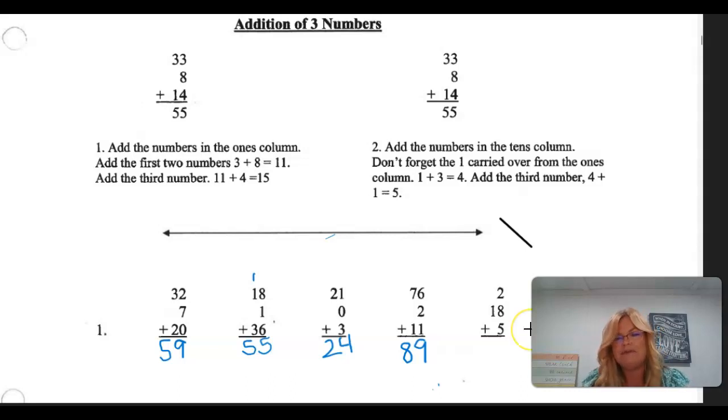And again, forgive me for my writing on my tablet, but we know that 8 plus 2 is 10, and then 10 plus 5 is 15. So we want to write our 5. And then we need to make sure that we carry the one.